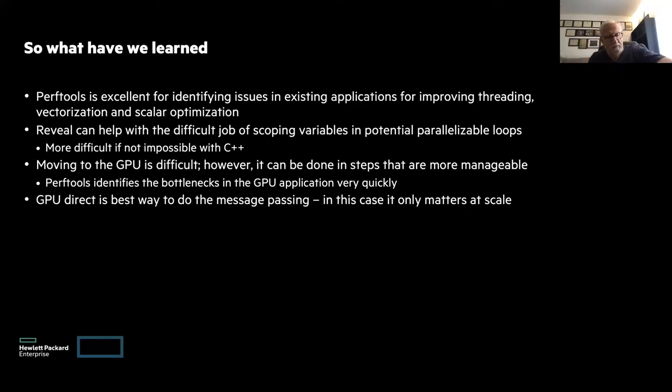So, what have we learned? Perftools is excellent for identifying issues in existing applications for improving threading, vectorization, or scalar optimization. Reveal can help with the difficult job of scoping. It is more difficult, if not impossible, for C++. If you have simple C++, it'll help you. But it really is much better on Fortran.